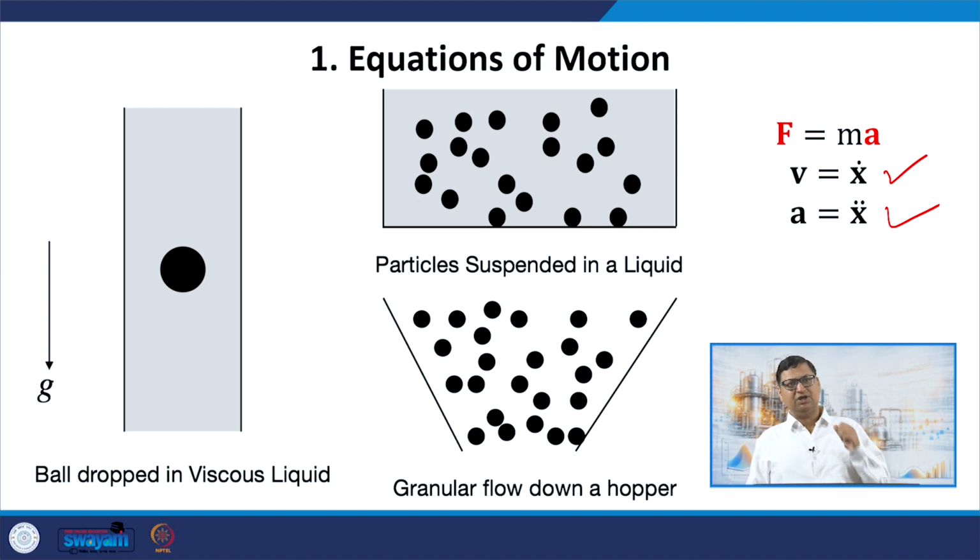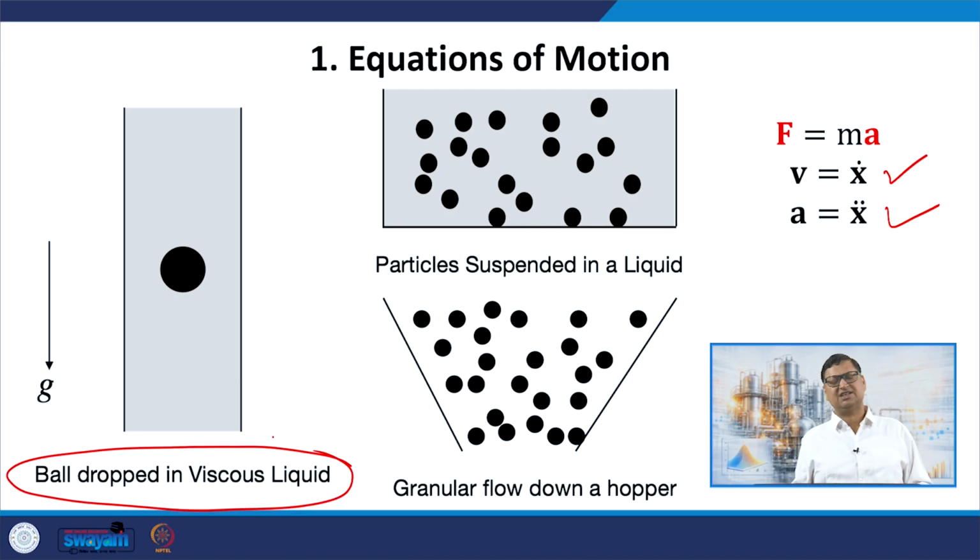So, I am showing you here 3 examples. These are pretty much the problems that we encounter in chemical engineering, but in these 3 examples, the way the equation of motion is employed, or the nature of the forces, is very different. The very first example is a ball that is dropped in a viscous liquid, and you may have done an experiment in the fluid mechanics lab where you are interested in finding the terminal velocity of the ball, the velocity once it hits the bottom and things like that.